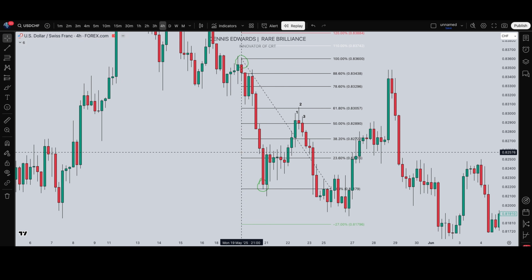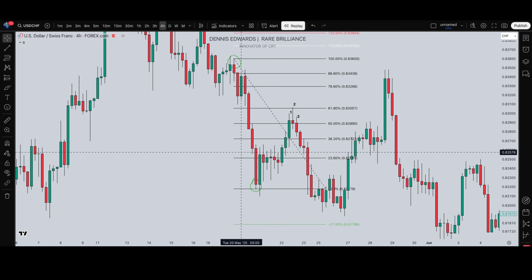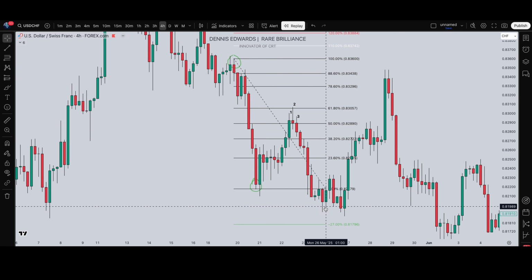Because here's the juice: CRT captures the natural behavior of the market, but guess what? So does Fibonacci. So when you put them together, you get a clear view of what's actually happening from the chart perspective with the candlesticks, and then the more science-based perspective from the use of Fibonacci. As you can see here, price pretty much almost came down to the negative 27%, but it did not.